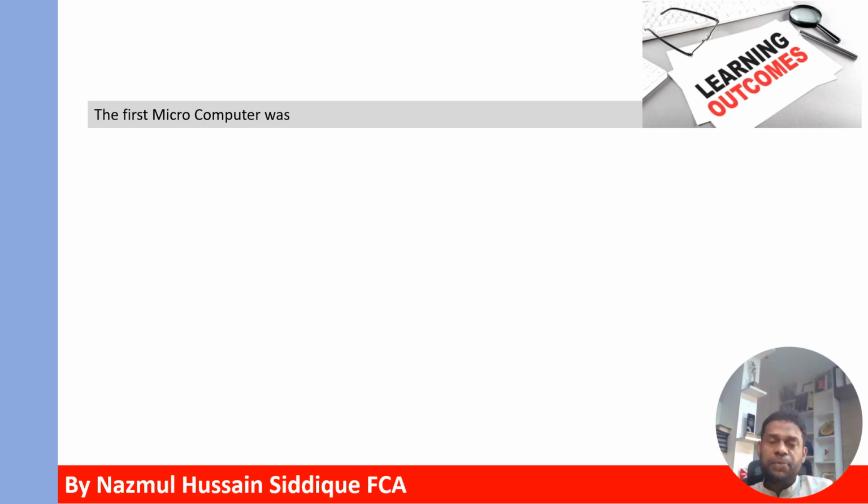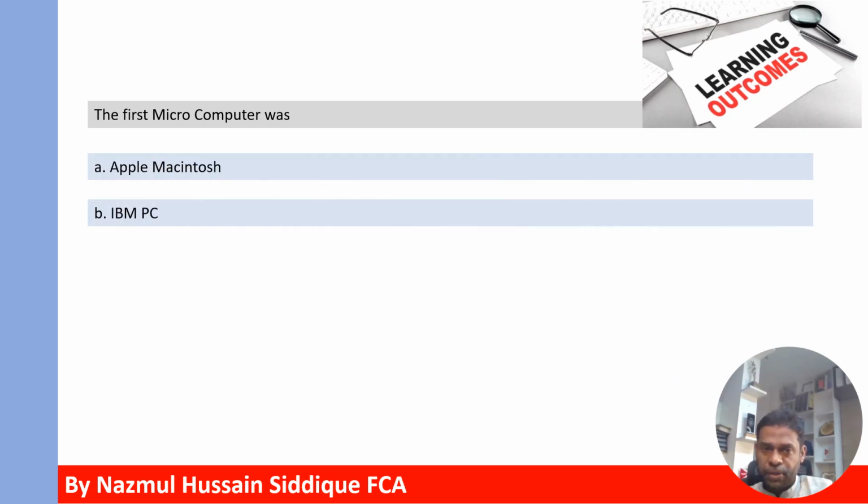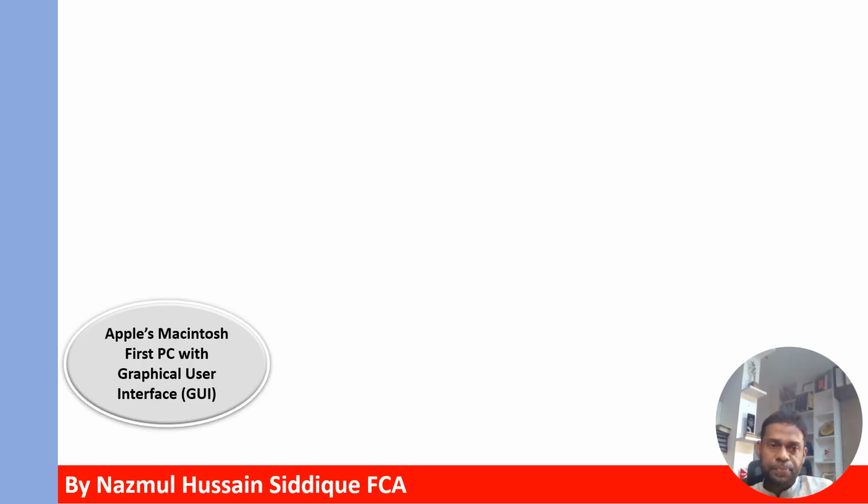Next question. The first microcomputer was Apple Macintosh or IBM PC. Which one is correct answer? Correct answer is B. The first microcomputer was IBM PC. Next milestone is Apple's Macintosh.